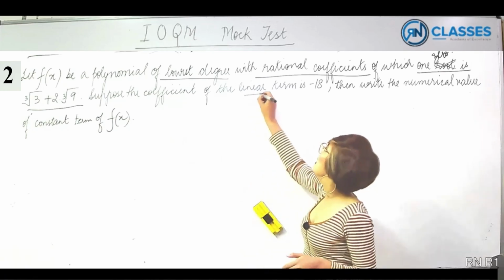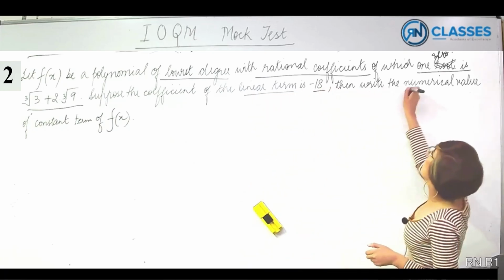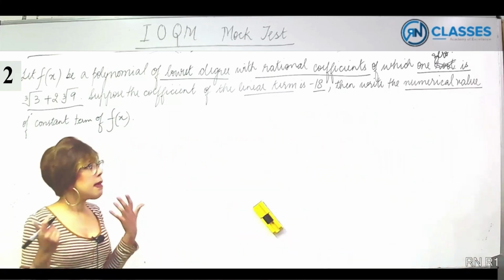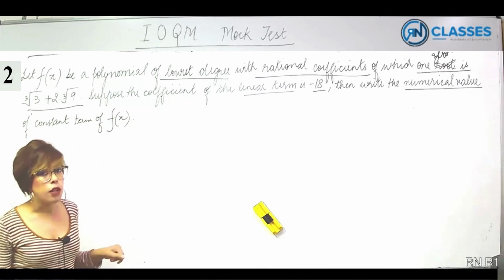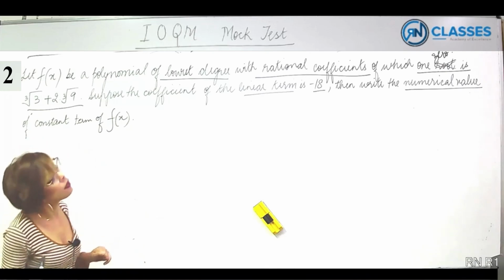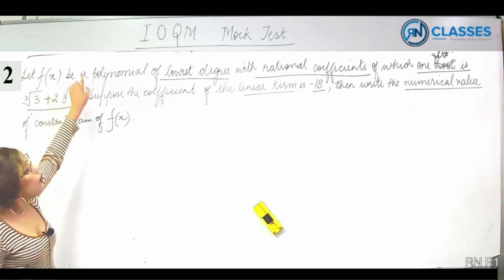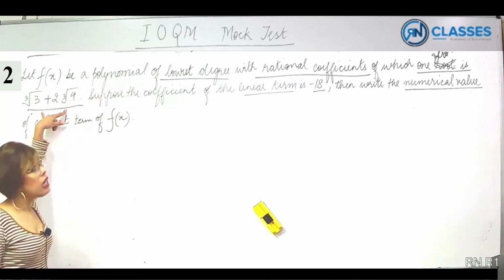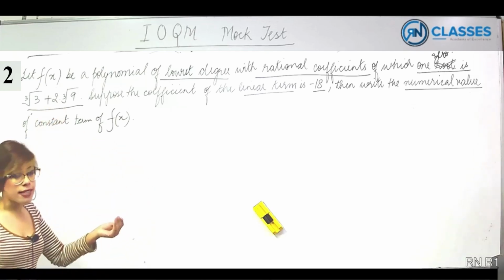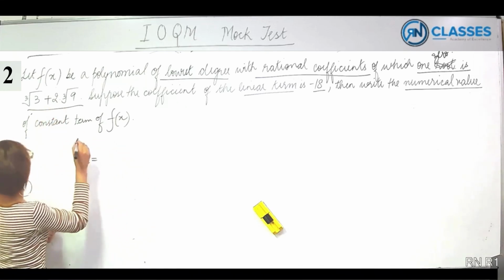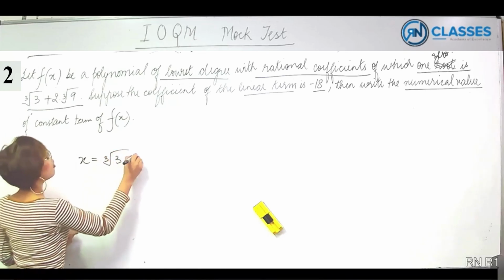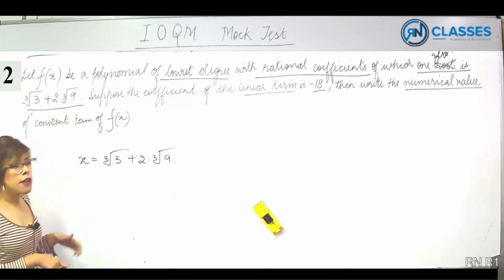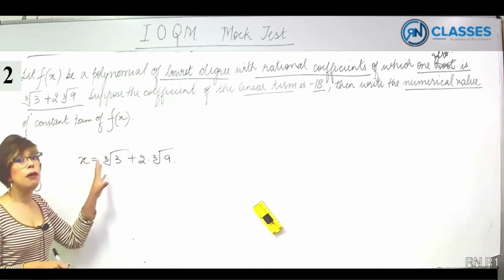Suppose the coefficient of the linear term is minus 18, then write the numerical value of the constant term of f of x. If I'm able to write the polynomial f of x, I can write the constant term. Now, let's study. One root is this, and I want a polynomial with rational coefficients. If I'm considering my polynomial in x, I know one value of x is cube root of 3 plus 2 into cube root of 9. Using this, I need to make a polynomial with rational coefficients.